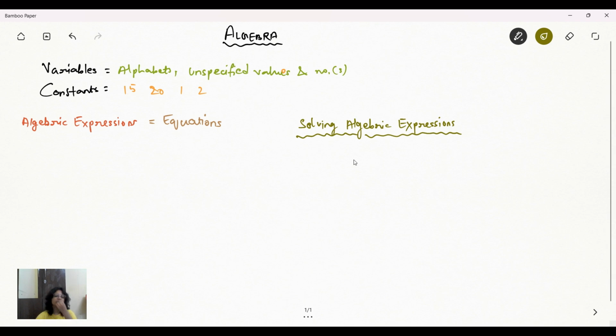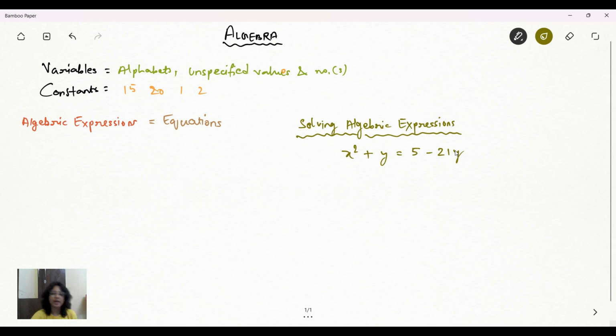Suppose you have been given an equation x squared plus y equals 5 minus 21y, and you are told to rewrite this equation in terms of y. Now, what does this mean? In terms of y means you have to isolate y from this equation.